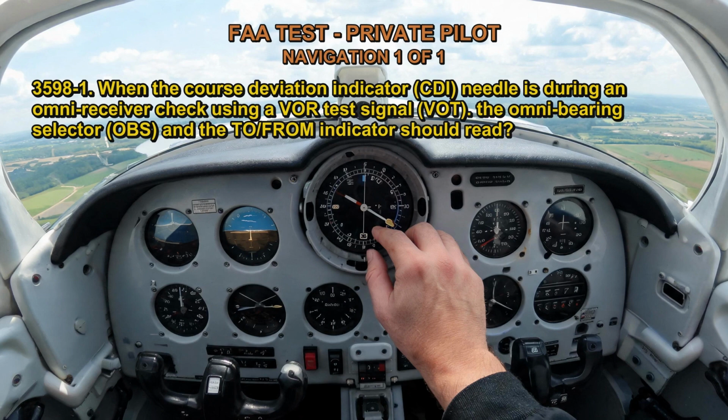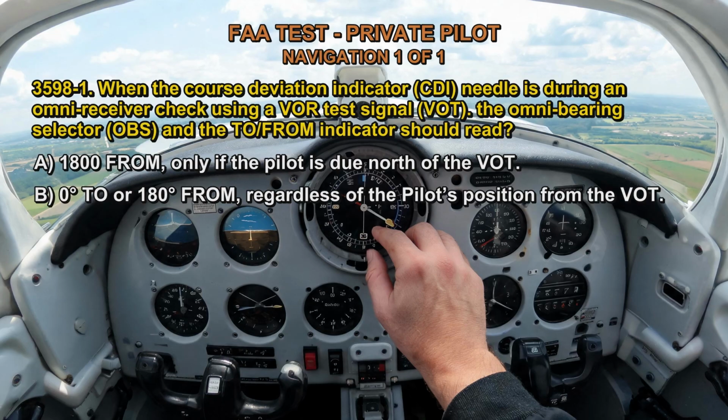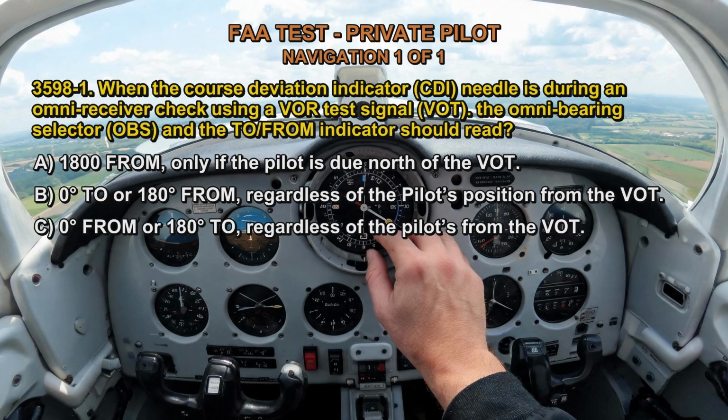3598-1. When the course deviation indicator, CDI, needle is centered during an omni-receiver check using a VOR test signal, VOT, the omni-bearing selector, OBS, and the TO/FROM indicator should read A. 180 degrees FROM, only if the pilot is due north of the VOT. B. 0 degrees TO or 180 degrees FROM, regardless of the pilot's position from the VOT. C. 0 degrees FROM or 180 degrees TO, regardless of the pilot's position from the VOT. The correct answer is C.